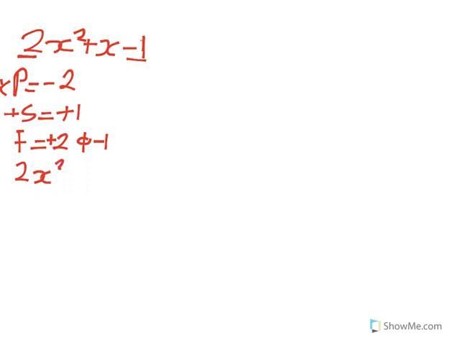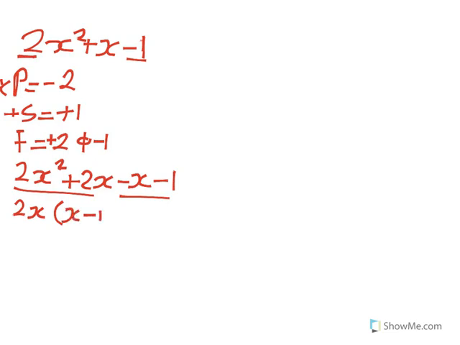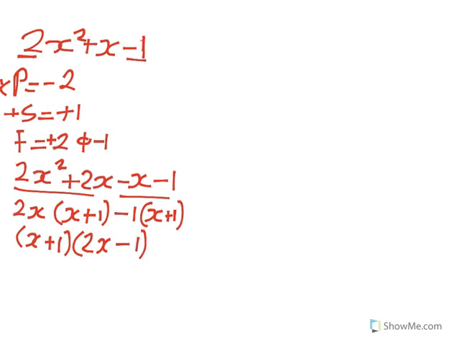This is 2x squared. Instead of an x, now I write plus 2x minus x. Remember, my factors 2 and 1 give minus 1x minus 1. I look at the first two and the last two. What's common there? It's 2x. So I'll have x plus 1, and minus 1 times x plus 1. So I'll have x plus 1 and 2x minus 1. So that is the simplified version of that method.